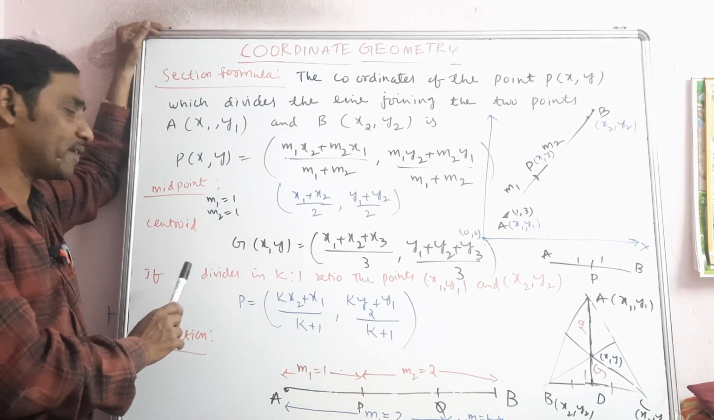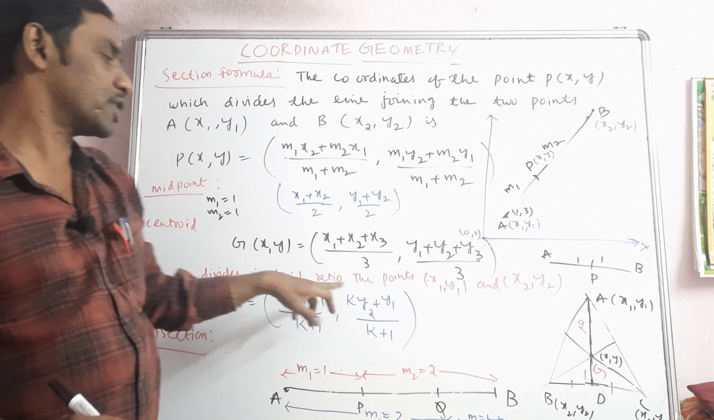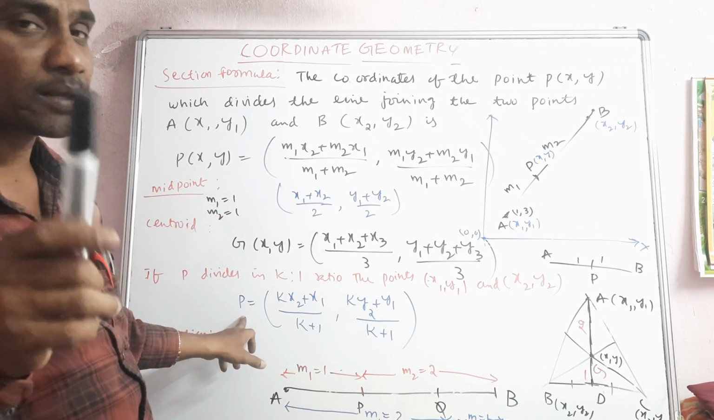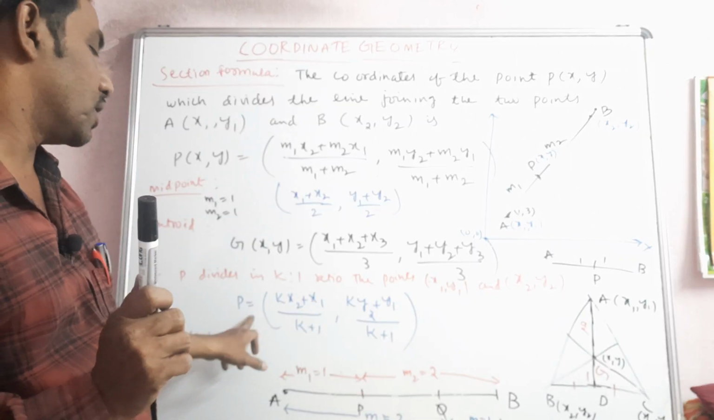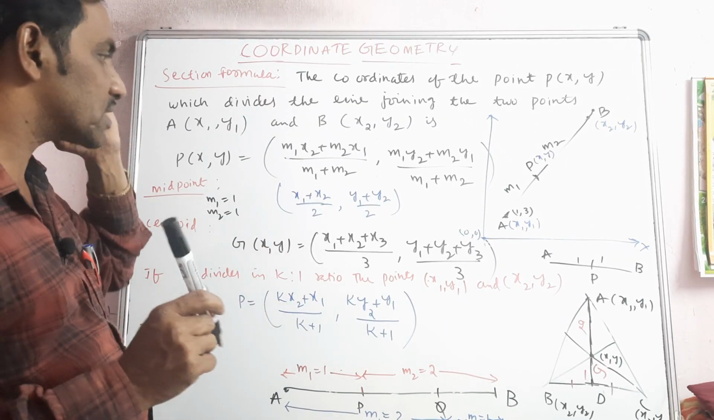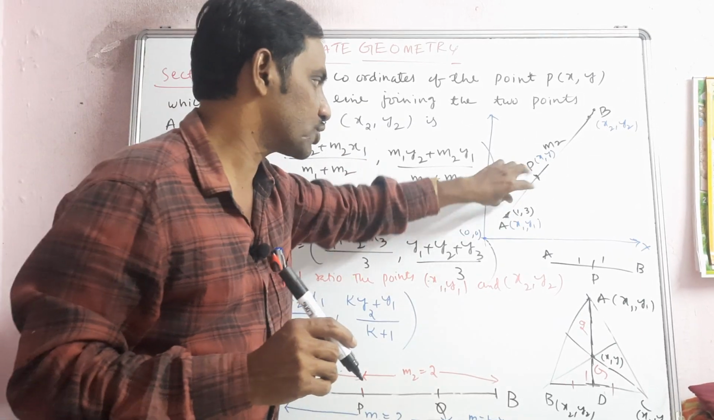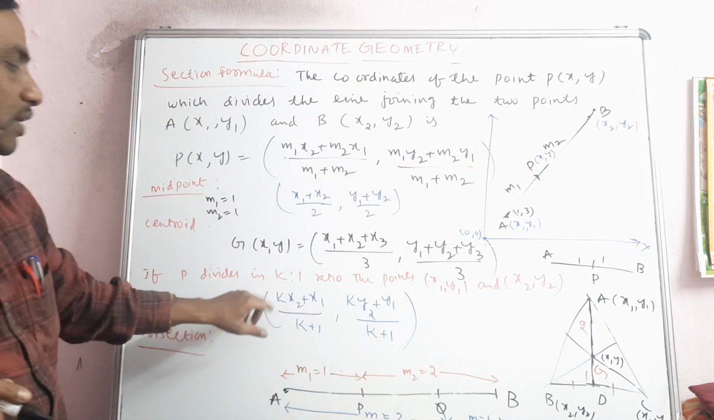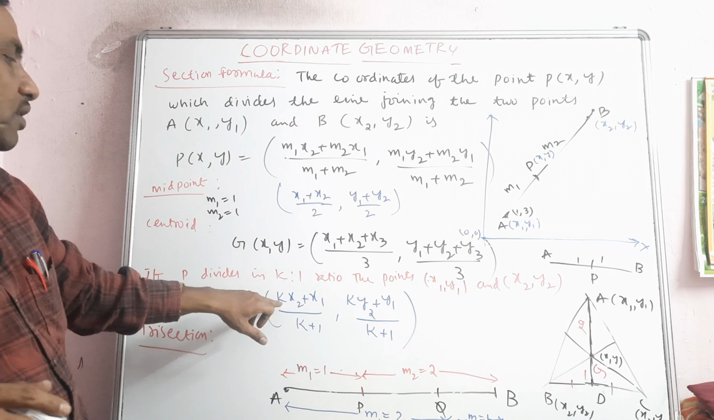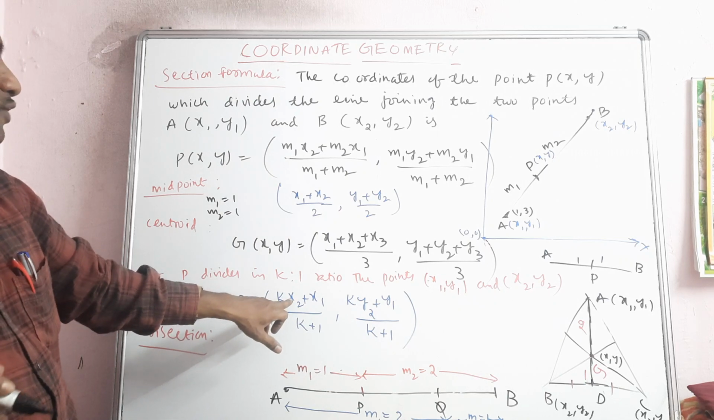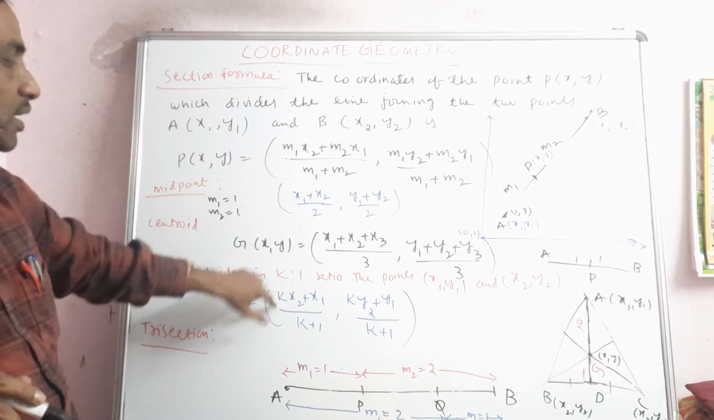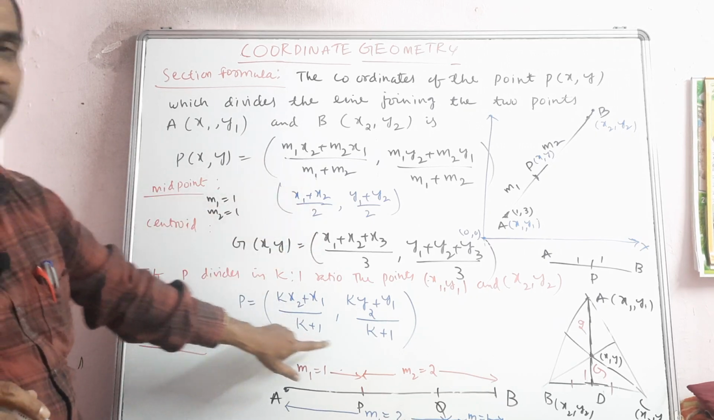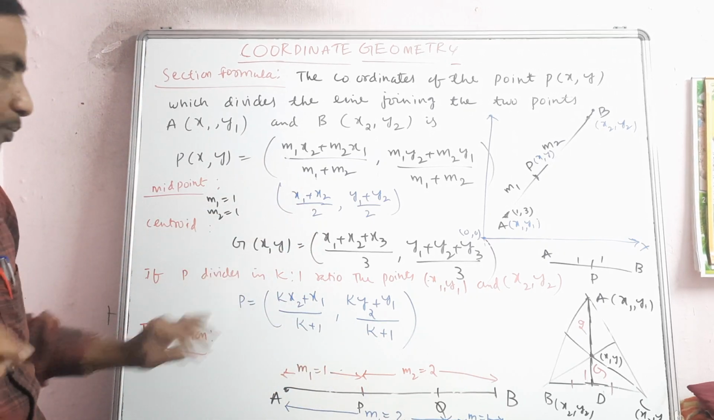Now if P divides the points x1 comma y1 and x2 comma y2 in the ratio k:1, then instead of m1 and m2, we take k and 1, based on the questions. So in place of m1 you have k and in place of m2 you have 1, and m1 plus m2 becomes k plus 1. In that way also you can do it.